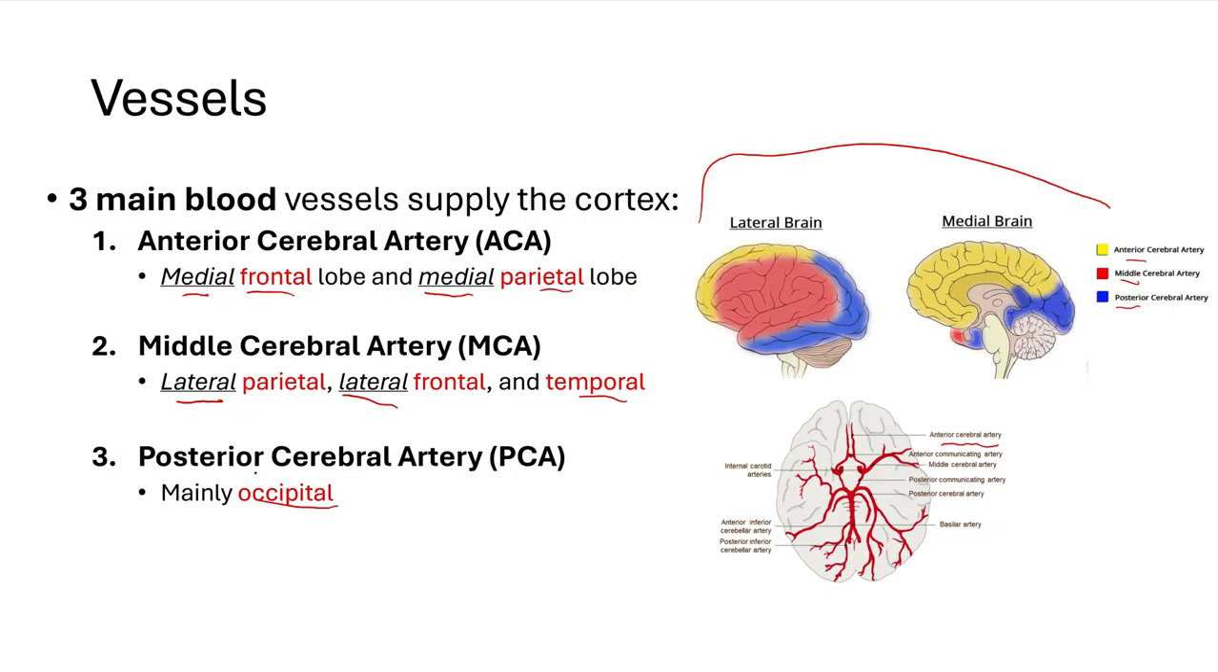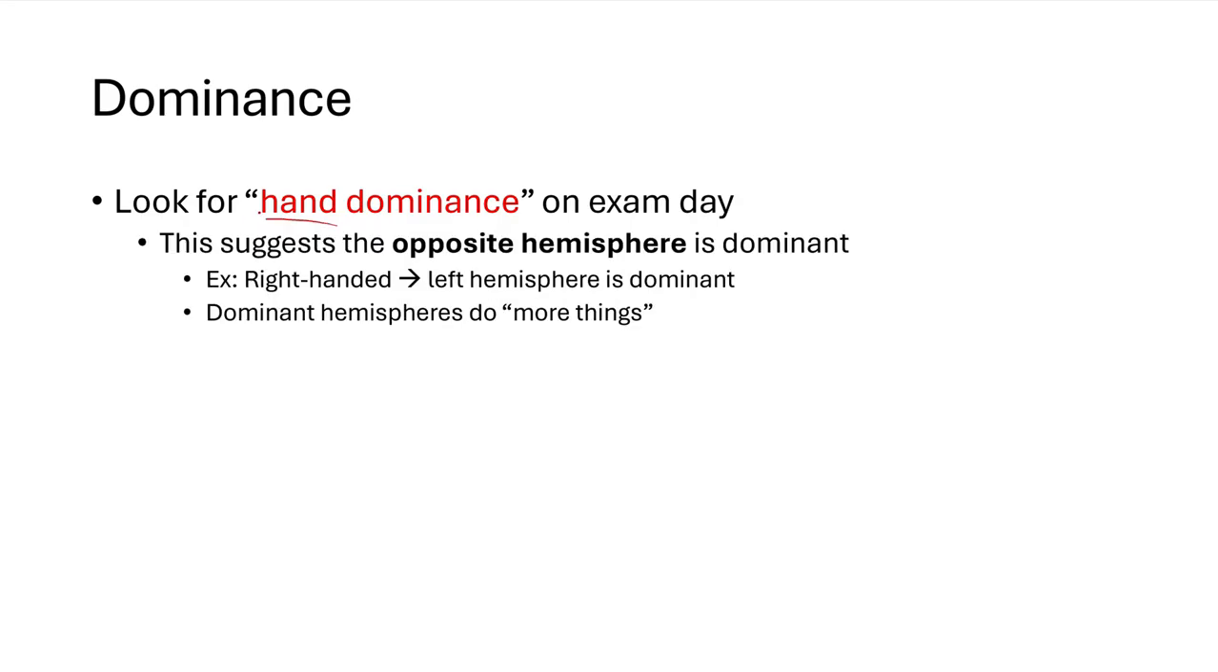Now, before discussing what happens when each of these are damaged, let's first discuss what dominance is. Simply put, dominance is depicting either right hemisphere or left hemisphere being dominant. This is important to understand because depending on what hemisphere is dominant, your different locations can exist for such things as Broca's area or Wernicke's area, which is always seen in the dominant hemisphere. Now, on exam day, you typically want to look for something known as hand dominance. This suggests that the opposite hemisphere is dominant. Example being, a right-handed individual will have a left hemisphere as dominant because the right side of the brain typically supplies the left side of the body, and vice versa.